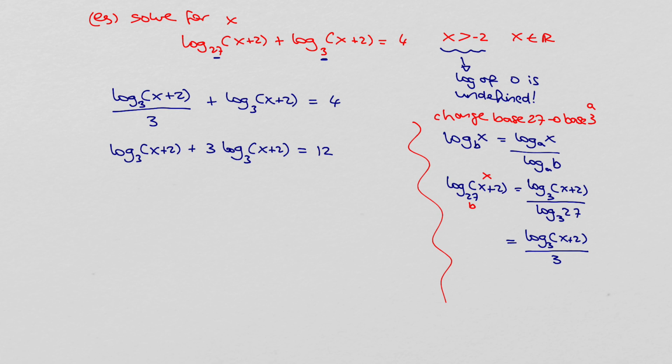And what's interesting about this one is that if we look very carefully, these are identical terms. So I have log x plus 2 to the base 3, and then I have 3 log x plus 2 to the base 3. So essentially we have 4 of the same terms there. So I can write that as 4 log x plus 2 to the base 3 equals 12. If I divide across by 4 then, I have log x plus 2 to the base 3 equals 3. And now I have a single log on the left and a number on the right.